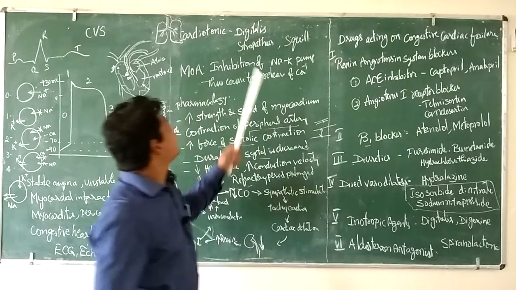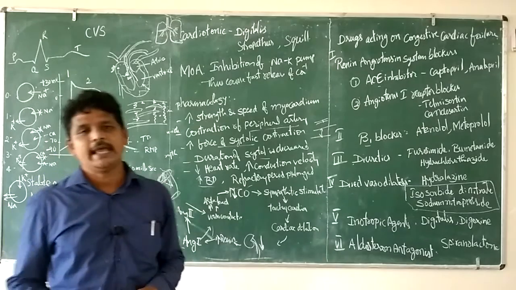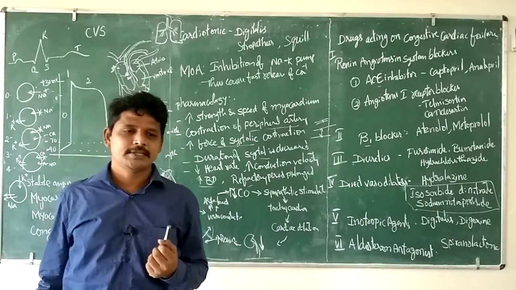So next we will see cardiotonics. Cardiotonics are the agents which enhance the contractility of the heart. So what happens?